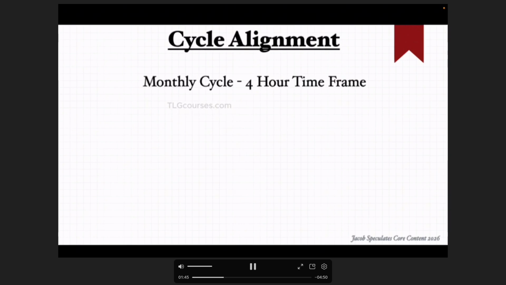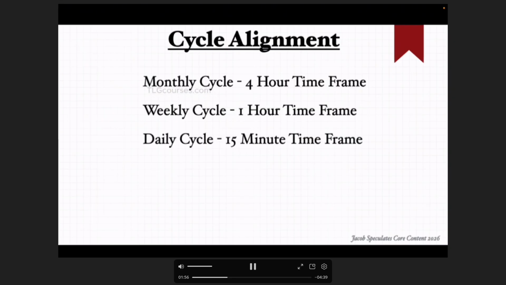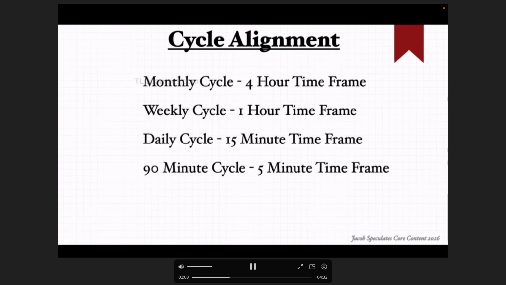Getting started with the monthly cycle, you would view the monthly cycle from the 4-hour time frame, and the weekly cycle you view from the 1-hour time frame. For the daily cycle, you view it through the lens of the 15-minute time frame. For the 90-minute cycle, you use the 5-minute time frame. And then finally, we have the microcycle with the 1-minute time frame. Some of you are probably like, wait a second, the 90-minute cycle and the microcycle? We haven't talked about this yet.